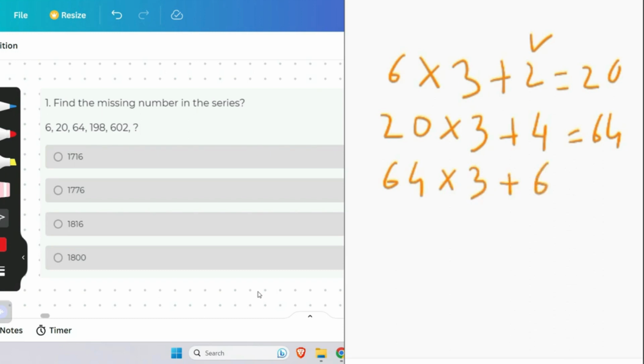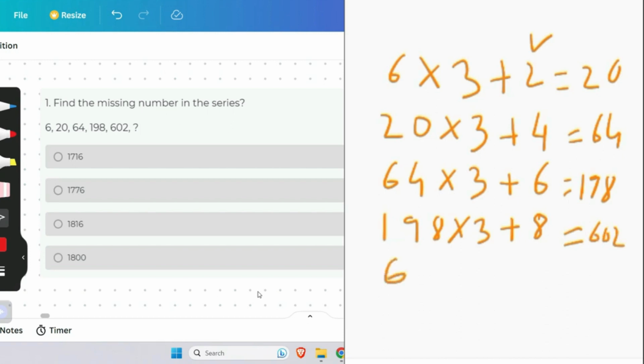Then the previous expression result 64 is multiplied with 3 again, then it is incremented by 2. That means 4 becomes 6, and the number becomes 64 multiplied with 3, that is 192, plus 6 is 198, right? So the number becomes 198. Again the previous expression result 198 is multiplied with 3 and again added with 8. That means the number becomes 602. So implement the same logic in the next pattern as well. So 602 multiplied with 3 and add with 10. That means this number is incremented by 2, right?